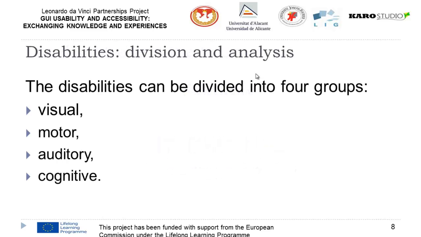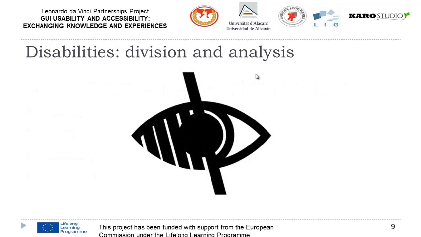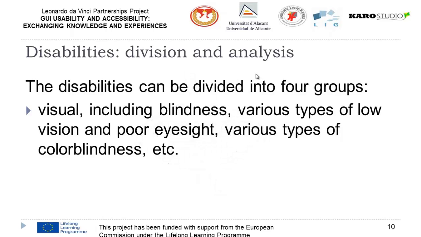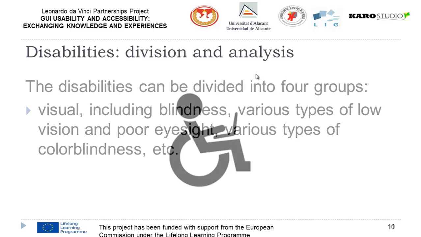We can divide disabilities into 4 groups: visual, motor, auditory, and cognitive. And now we're going to discuss each of these groups separately. First, visual. Visual disabilities include blindness, various types of low vision and poor eyesight, and various types of color blindness, and so on and so forth.